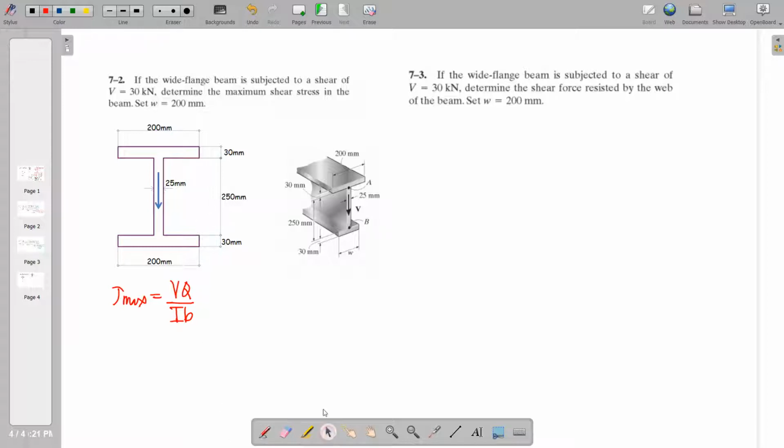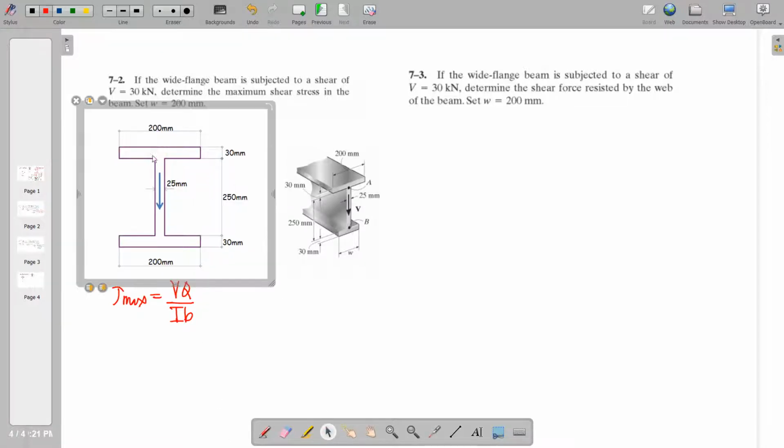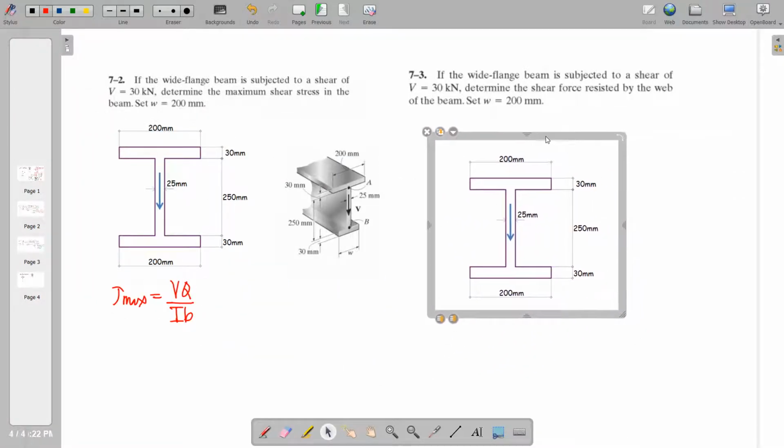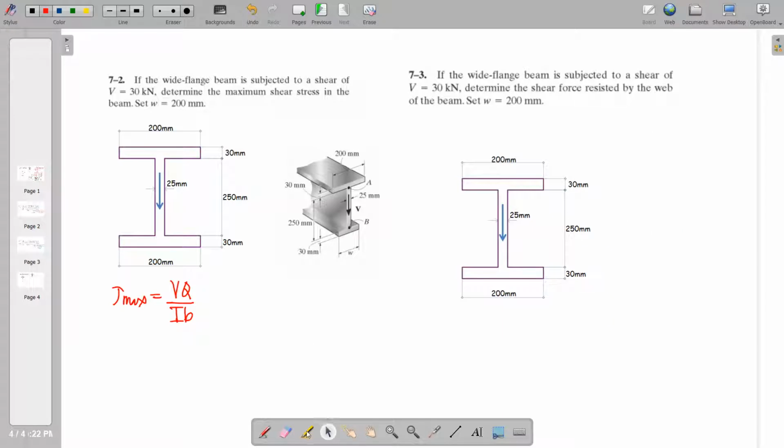So first, let us have this beam cross section and set our neutral axis. Of course, the neutral axis is just at the mid of the depth of this beam. See, this is our neutral axis.